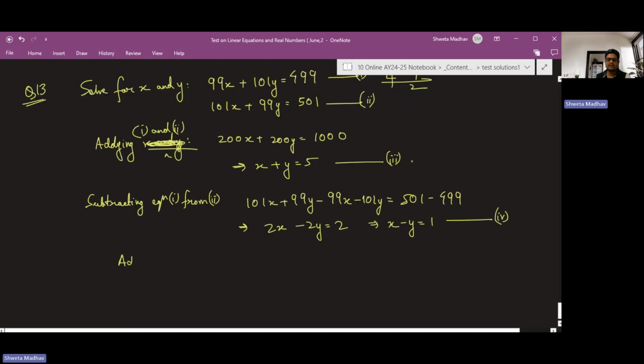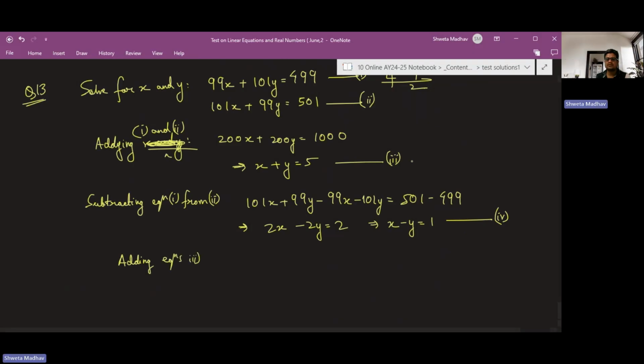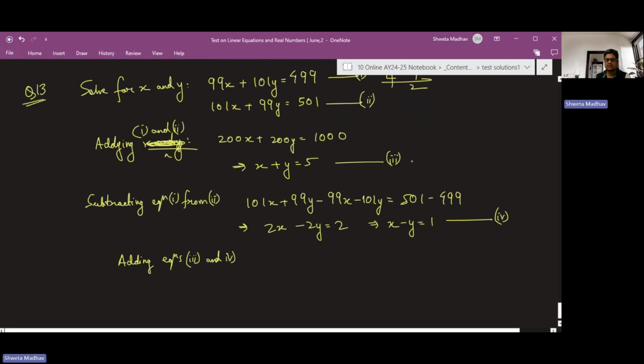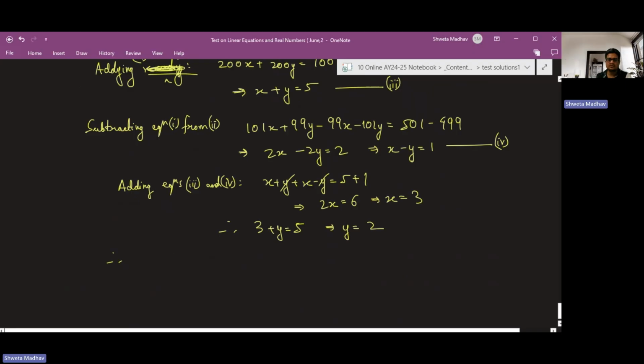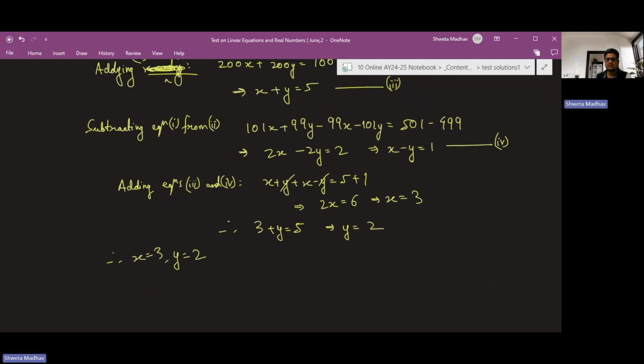Now adding equations 3 and 4, we get x plus y plus x minus y equal to 5 plus 1. Plus y and minus y get cancelled, then x plus x is 2x, 2x equal to 6, so x is equal to 3. Therefore 3 plus y equal to 5, so y is equal to 2. Hence the required solution is x equal to 3 and y equal to 2.